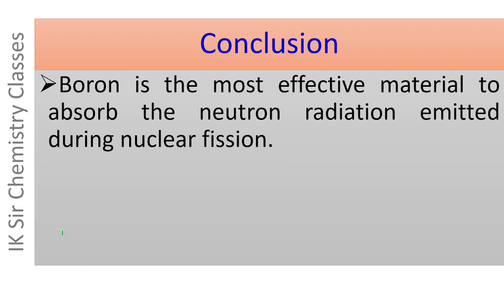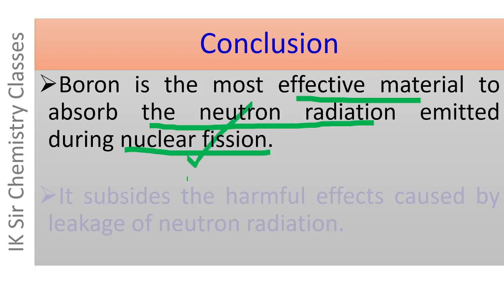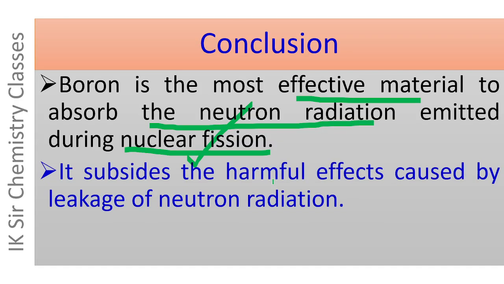Boron is the most effective material to absorb the neutron radiation emitted during nuclear fission. The most effective material is boron to absorb the neutron radiation released during nuclear fission, and it subsides the harmful effects caused by leakage of neutron radiation.